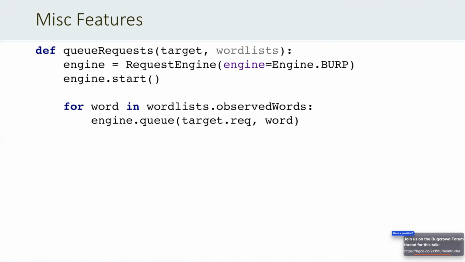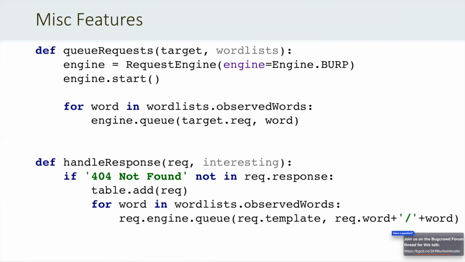Right, there's just a few other random features that I'd like to mention before I wrap up. So one of them is this wordlists.observed words feature. This is a built-in word list, and the word list contains every word that Turbo Intruder has seen in your proxy traffic. So that means basically loads of keywords from the website that you've been testing. And that can lead to all sorts of interesting findings that you'll just completely miss if you rely on using a static word list.